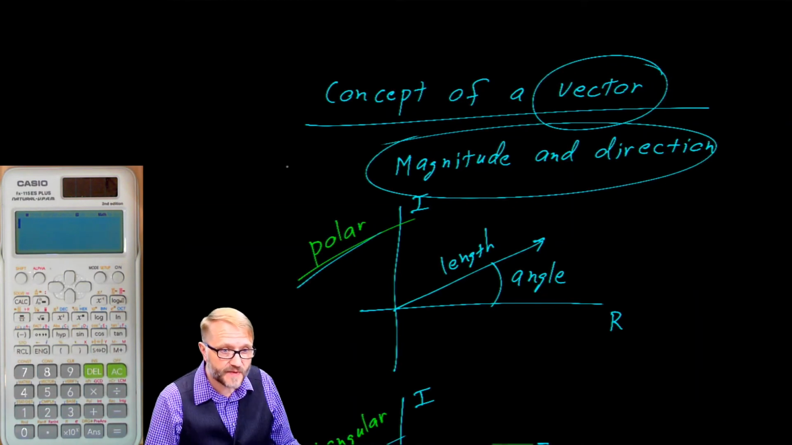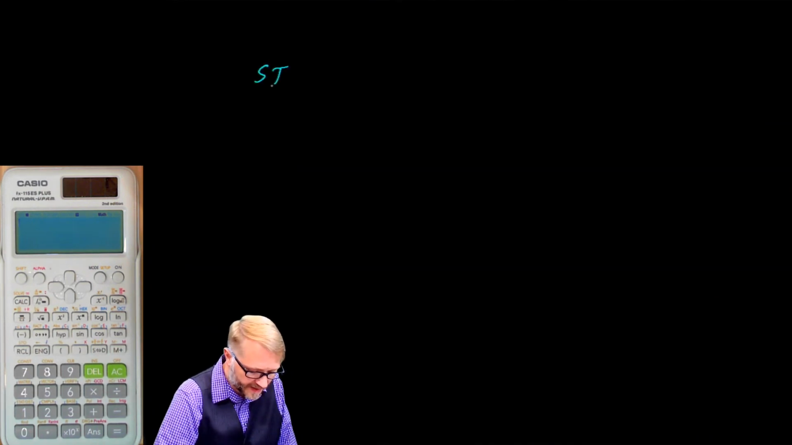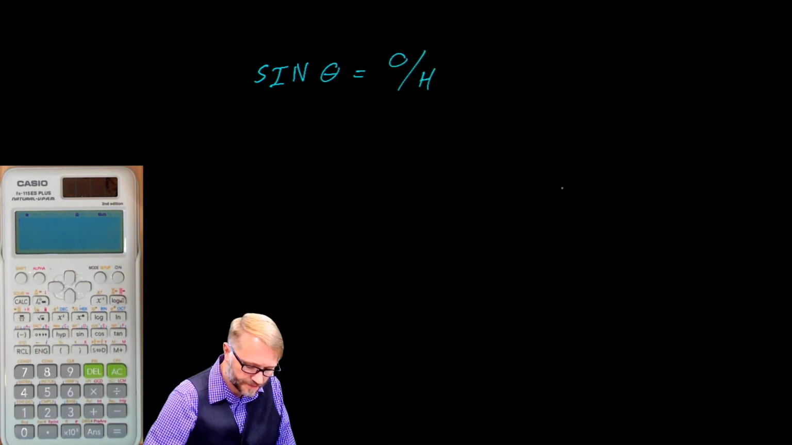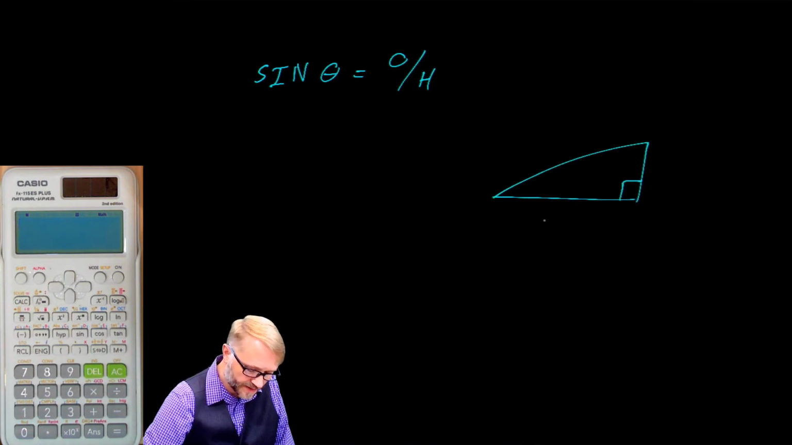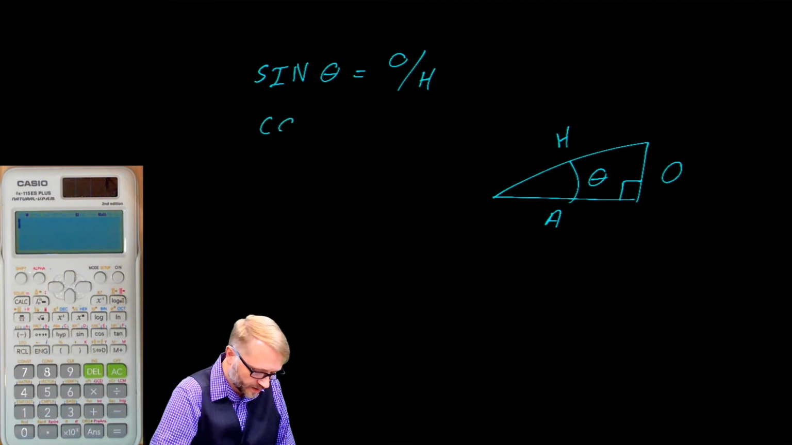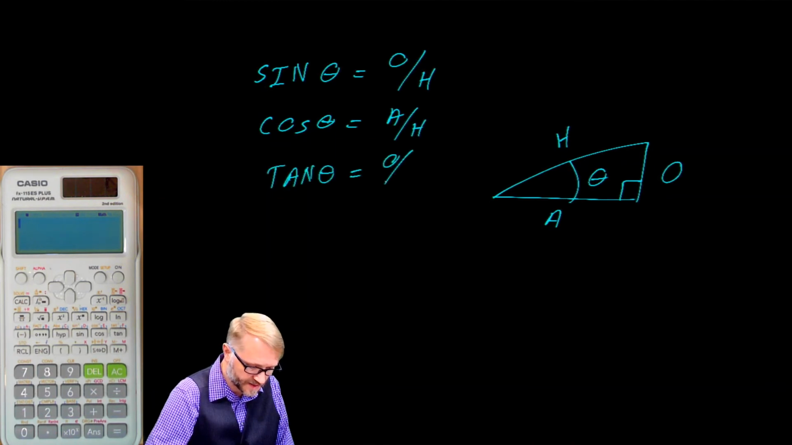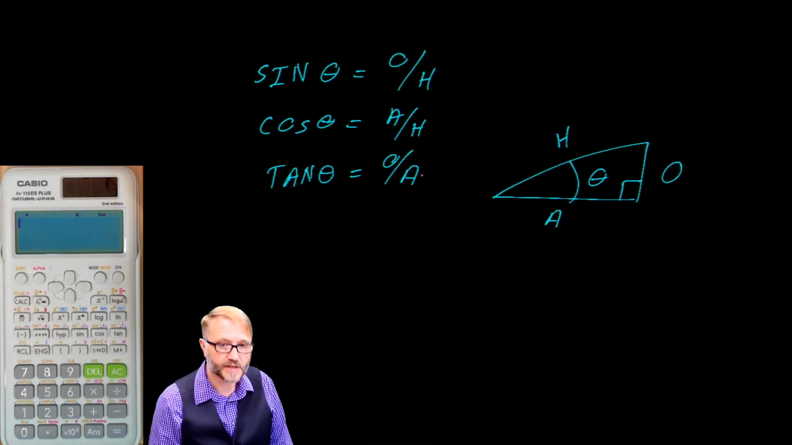Let's finish the day with a quick discussion of trigonometry. You recall the sine of theta is equal to the opposite over the hypotenuse, where that is a right triangle, with this being the adjacent side, this being angle theta, this being the hypotenuse, and this being the opposite. Cosine theta is adjacent over hypotenuse, and tangent theta is equal to opposite over adjacent. And so those are 3 ways of describing a right triangle.